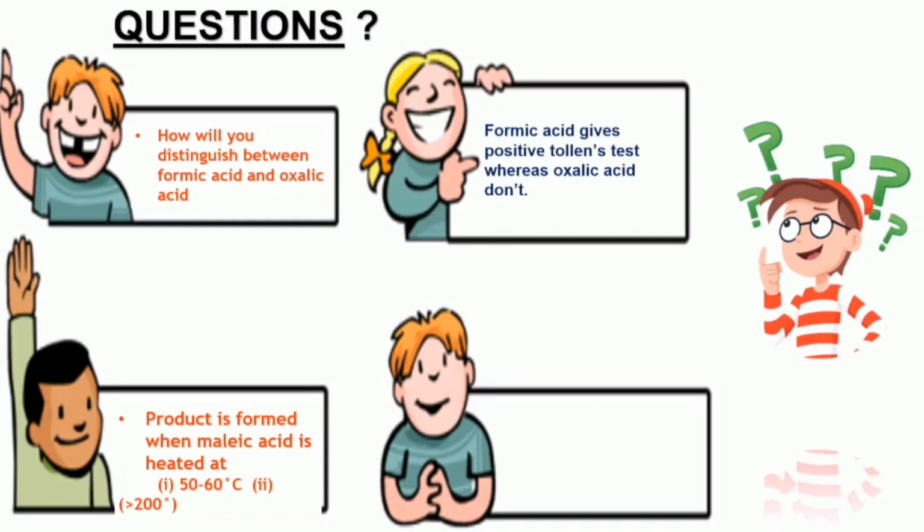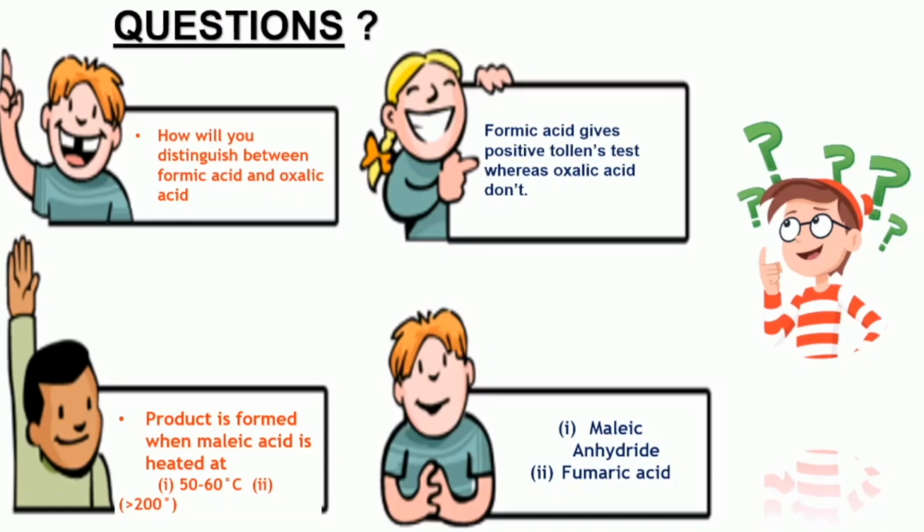The next question is that what is the product formed when malic acid is heated at firstly around 50 to 60 degrees Celsius and secondly at a temperature greater than 200 degrees Celsius? So the answer for this question is that when malic acid is heated at a temperature 50 to 60 degrees Celsius, then malic anhydride product is formed. Whereas when malic acid is heated beyond 200 degrees Celsius, the product formed is fumaric acid.